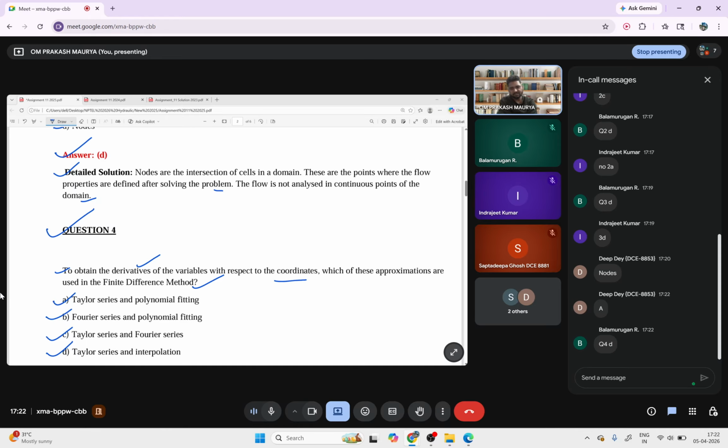Okay, so Deep is telling A, Taylor series and polynomial fitting. Bala is telling D, Taylor series and interpolation. Other students, please also write your answer in the chat box. This is a very fundamental question. All four questions we have solved till now are very fundamental for your preparation. If you are going to learn this subject, these fundamentals should be very clear to all of you. Okay, so Indrajit is also telling option A for question number 4, Taylor series and polynomial fitting.